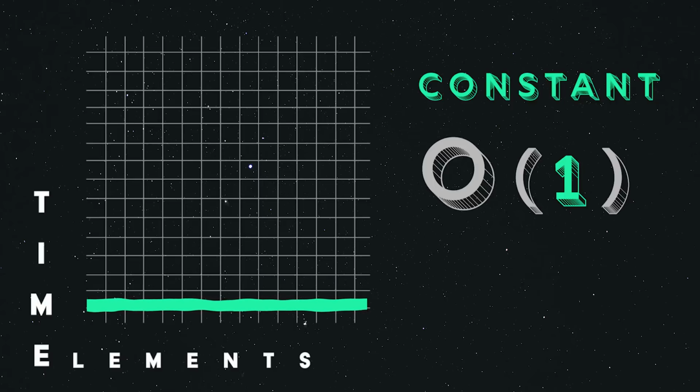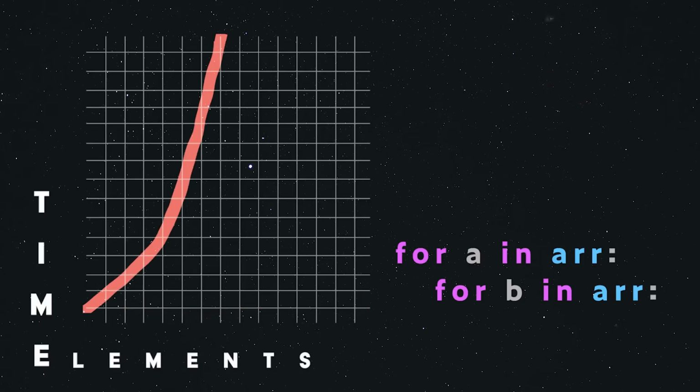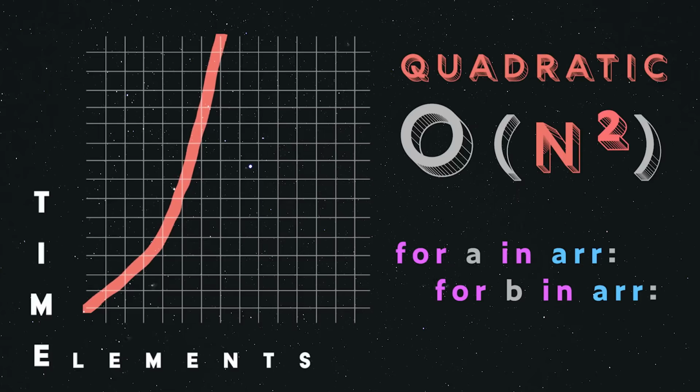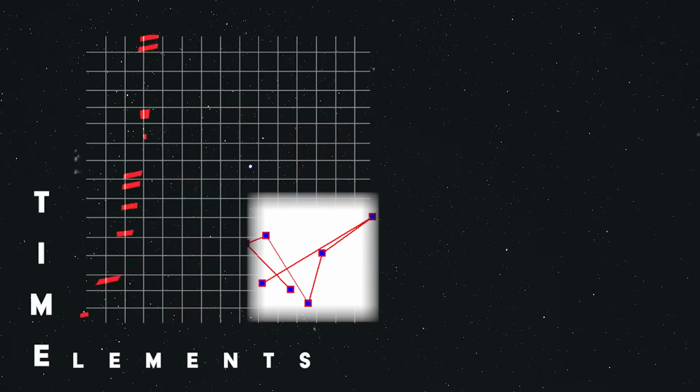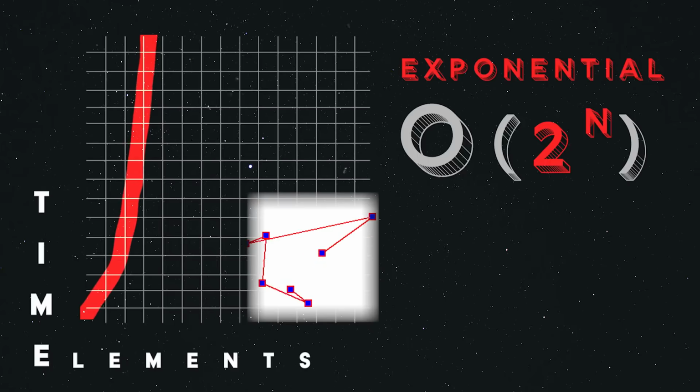But things can also get less efficient. Imagine a loop within a loop. This is quadratic complexity, where the number of inputs is raised to the power of 2. And things can still get worse with exponential complexity. Imagine looping over every possible combination in an array.